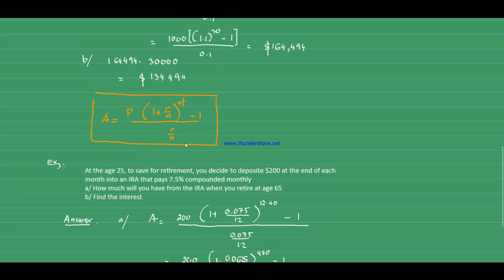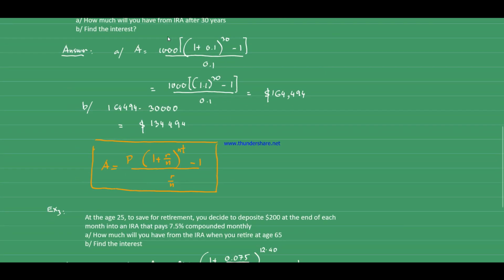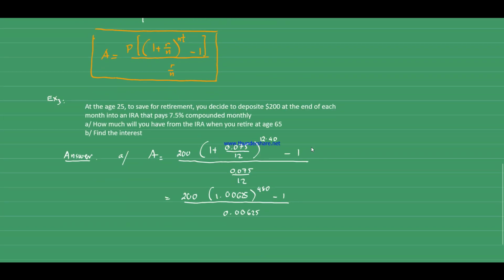Same thing over here. You have to calculate inside the bracket, then you multiply by the P. Here you go. Then you're going to end up with around $604,765. So think about it, $200 per month.